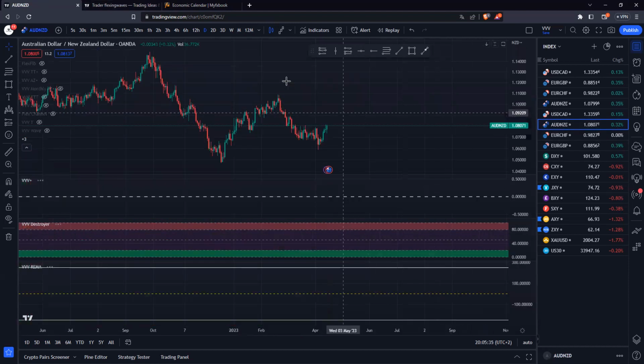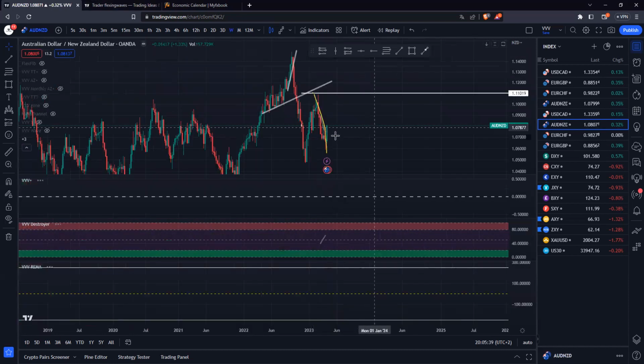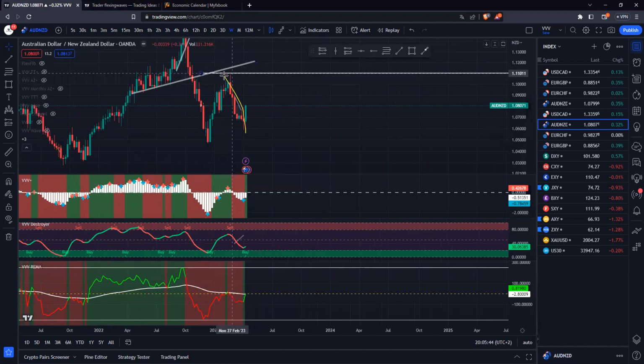Let's see the AUD NZD. The Australian dollar breached the target, also from weeks ago, and went down to another target, so it played out very well. We don't have divergence in the market, not even structural divergence. We see convergence on every indicator from the destroyer, and I think it's time to pull back.